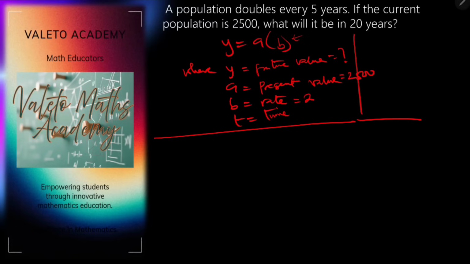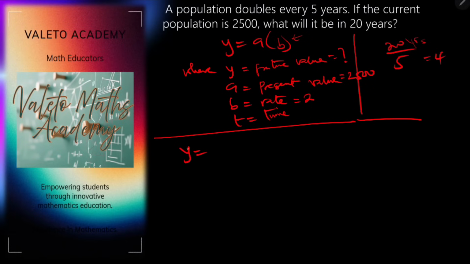But if you take a good look at the question, you'll see that we're told that the population doubles every 5 years. So what it means is in 20 years, it's going to double how many times? 4 times, because 20 divided by 5, we're told to look for it for 20 years and it doubles every 5 years, gives us 4. So the population is going to double itself 4 times in 20 years.